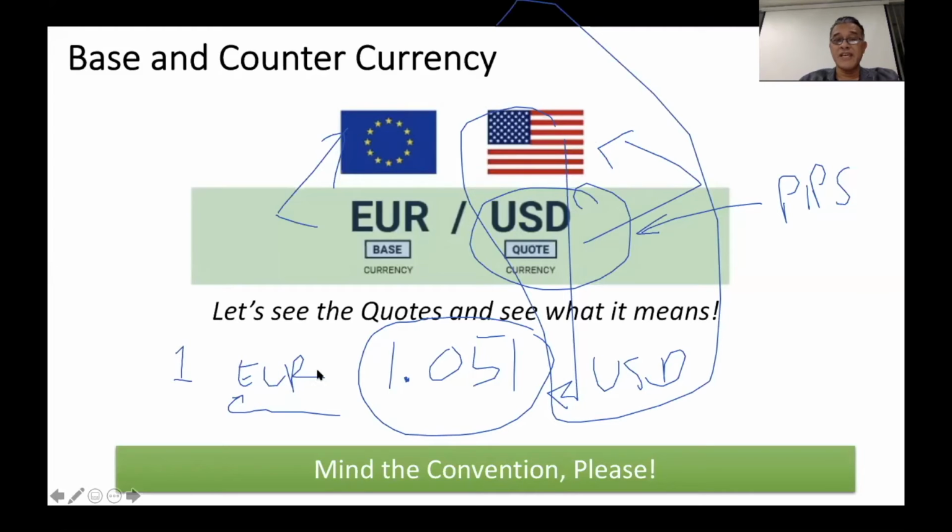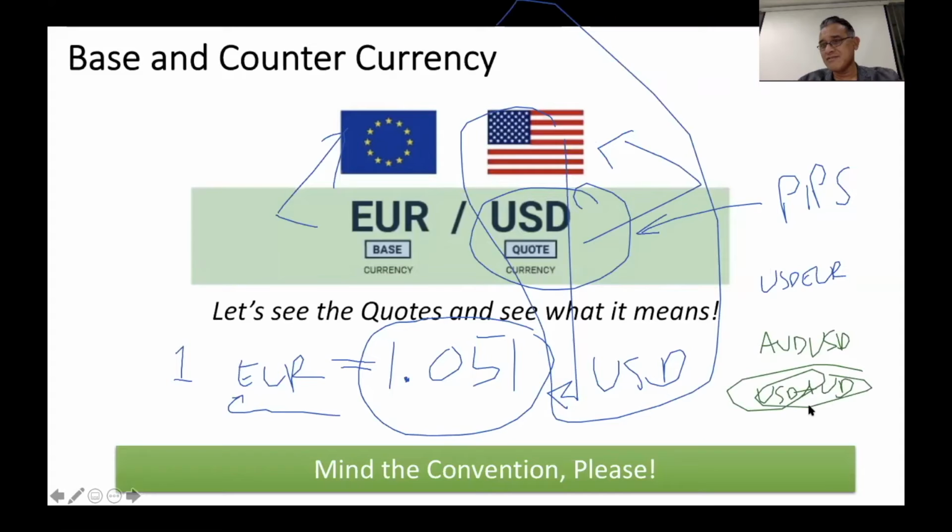1 euro is equal to 1.051 USD. So you've got to mind the convention here, right? You can't go around asking for USD euro. Similarly, there's another Forex code, for example, AUD, Australian dollar against the USD, or the Aussie. You can't really go USD Aussie. It's just not coded, okay? So please mind the convention.